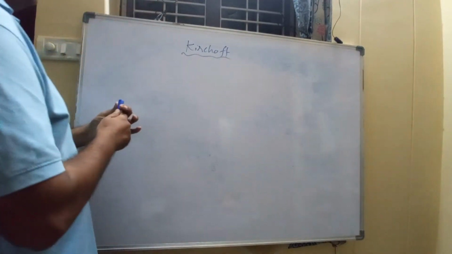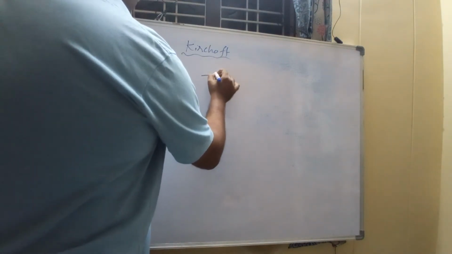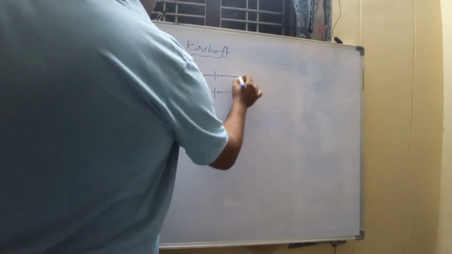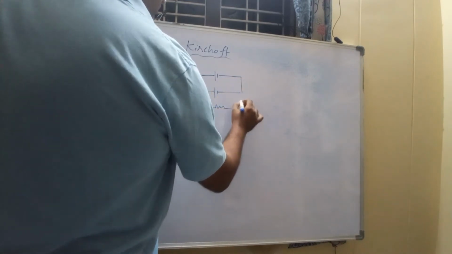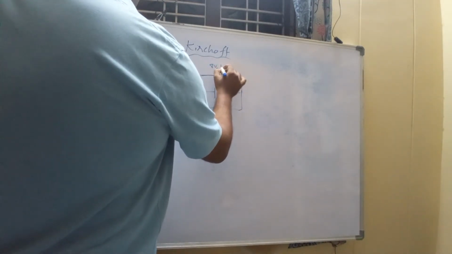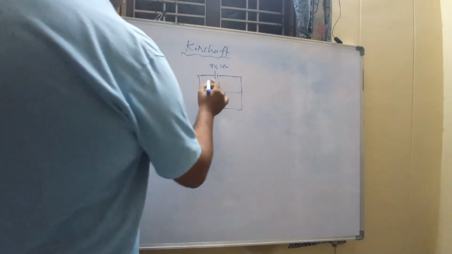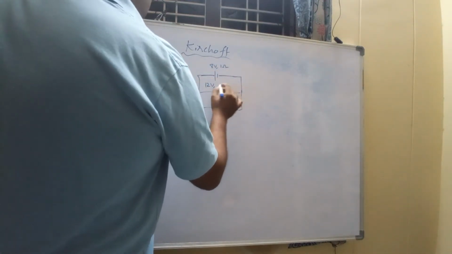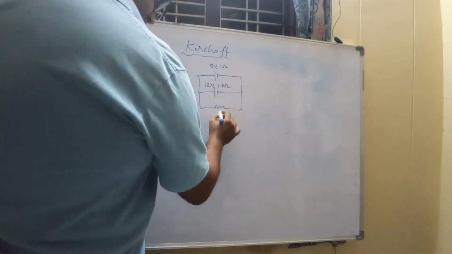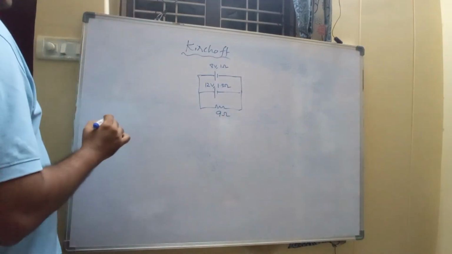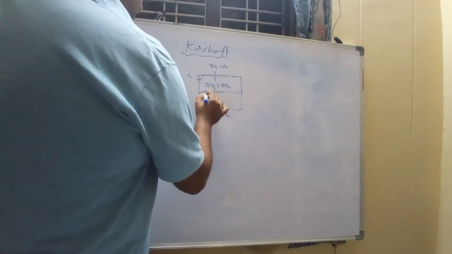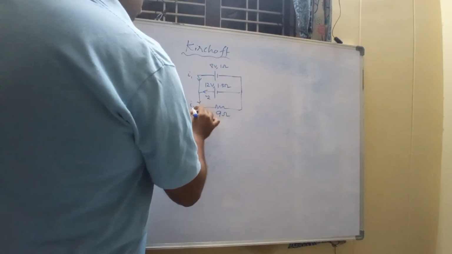Let us solve this numerical. This is an 8-volt battery, 1 ohm internal resistance, a 12-volt battery, 1.5 ohms internal resistance, and this is 9 ohms. So let us say the current here is I1, this is I2, this is I3.